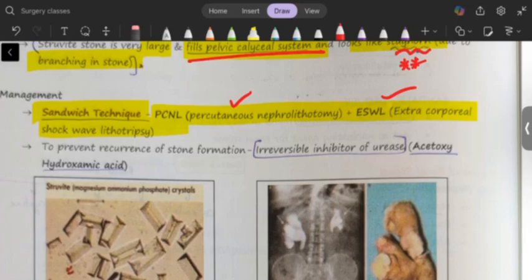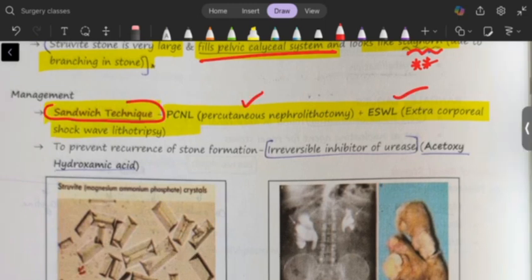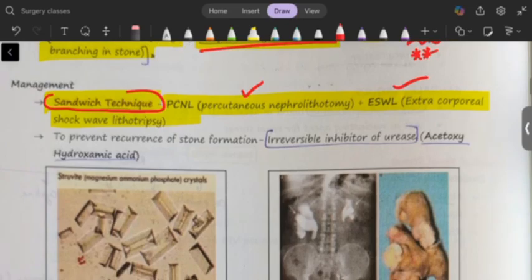Okay, if we are using both then it is called as sandwich technique, and sandwich technique is used for the management of triple phosphate stones or staghorn calculi. So why is this used? Because they are large calculi. Okay, so this is also done to prevent the recurrence of stone formation.